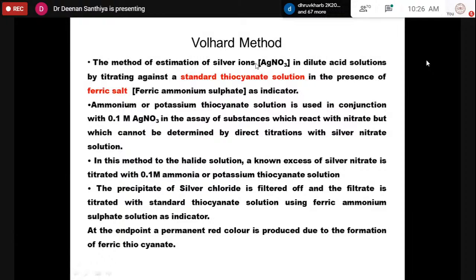When you add it dropwise, silver thiocyanate will be formed. This is grayish in color. At the equivalence point, when the reaction completes, when you add an extra drop of standard thiocyanate, the ferric thiocyanate will be formed and will coat onto the precipitate of silver thiocyanate. So that is red in color.